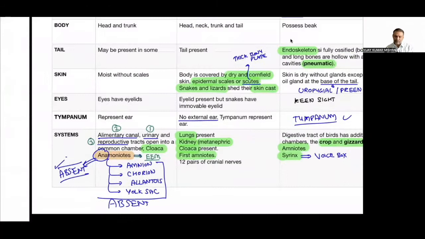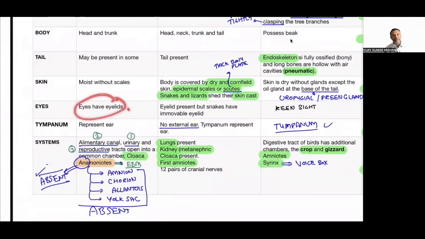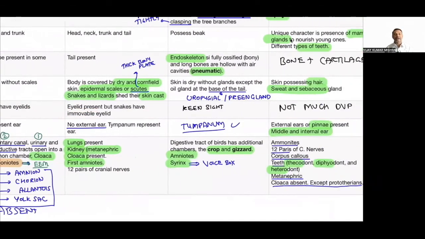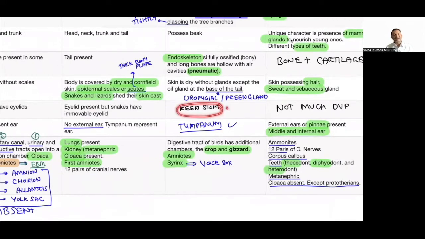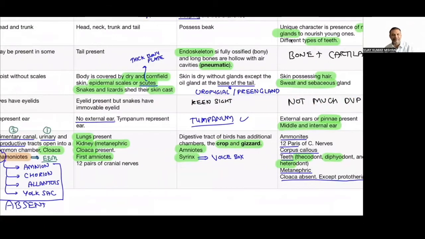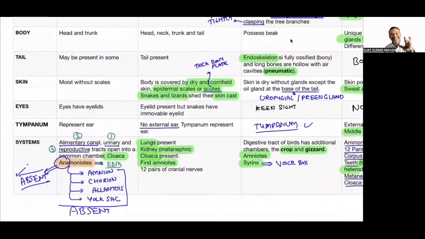The eye is going to have an eyelid. Eyelid is present here also, but in the case of snakes, the eyelid is immovable, so they cannot move their eyelid. Eyesight is highly developed in birds, so that's why they can fly and see far distances from above downward. They can see far away from the sky to the ground. It is not much developed in mammals. Yes, sir, we can't even see the screen on the mobile, so it is not much developed in us.